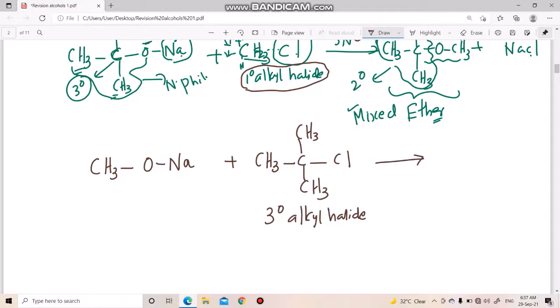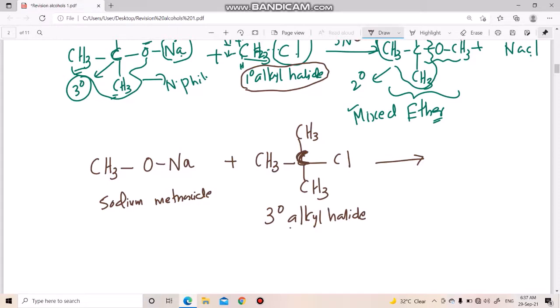Okay, tertiary alkyl halide and sodium alkoxide, sodium methoxide. Williamson synthesis requires reactants sodium alkoxide plus alkyl halide. Okay, and here the alkyl halide is tertiary. Why is it called tertiary? Cl is attached to the carbon.